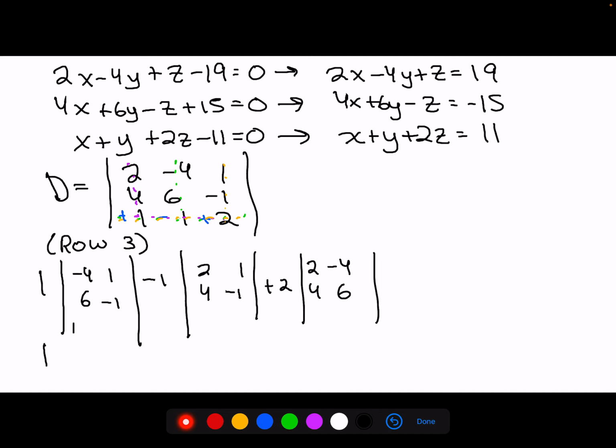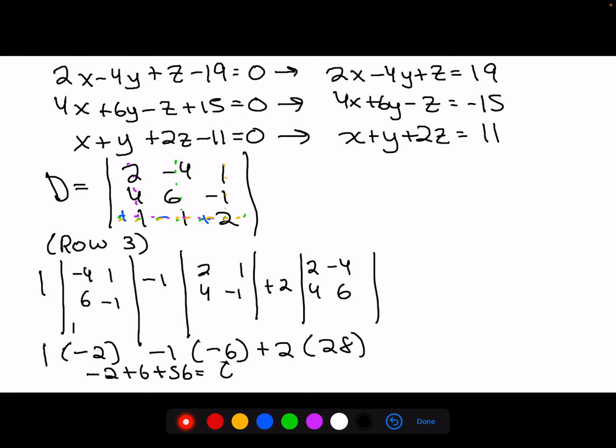So for the first one, I've got 4 minus 6 is -2. -2 minus 4 is -6. 12 minus -16 is 12 plus 16, or 28. So I've got -2 plus 6 plus 56 equals 4, plus 56 equals 60. All right, so I've got to keep that in mind. So capital D is 60.